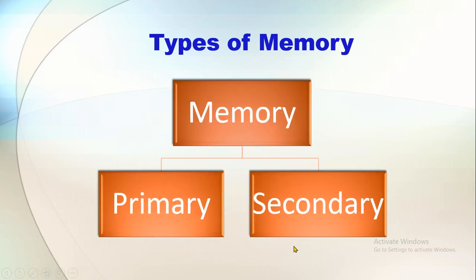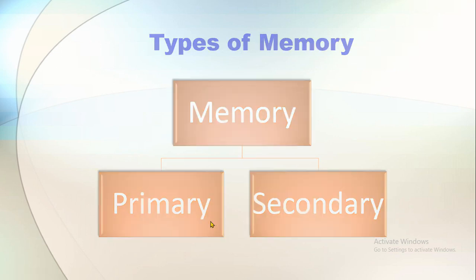Now we will study here about types of memory. How many types of memories are there in a computer? Computer memory is classified into two types. One is primary memory and the other is secondary memory. As I said, a primary memory is a temporary memory.